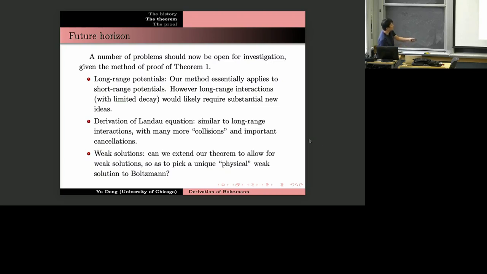But the case of long-range interaction, where V is not compactly supported, would most likely require new ideas, especially if V is an inverse polynomial with limited decay. So let's say V(x) is x to the minus alpha. Essentially, alpha going to infinity recovers the hard sphere. But for finite alpha, whether alpha is large or not so large, this probably requires further study, and especially when decay is not enough, this would require new ideas.